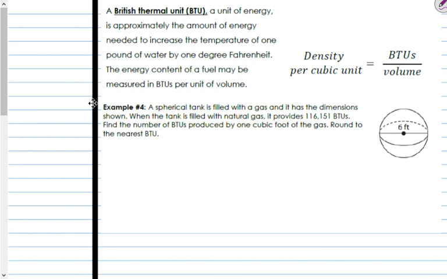So, example number 4, it says a spherical tank is filled with a gas and it has the dimensions shown. When the tank is filled with natural gas, it provides 116,151 BTUs. Find the number of BTUs produced by 1 cubic foot of the gas and round to the nearest BTU. So we would need BTUs divided by the volume. So we know that our density is equal to our BTUs, which is 116,151, divided by our volume. Now, they did not give us the volume.